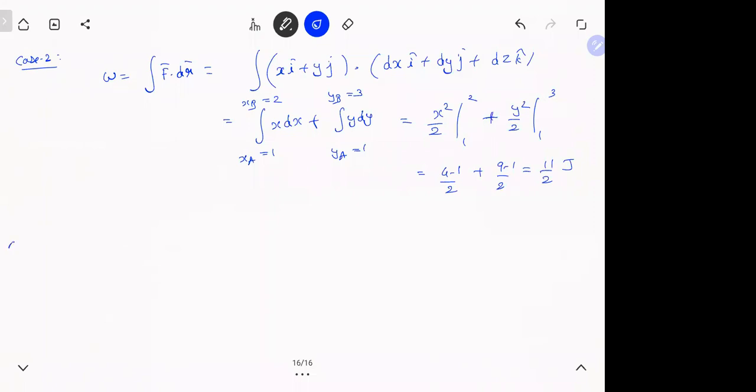Case 3 is an interesting one, right? This is a mains level question, case 3, but it's a good one. You should know this because it can be asked in 3 different chapters. Listen carefully this time. This would become y i cap plus x j cap.